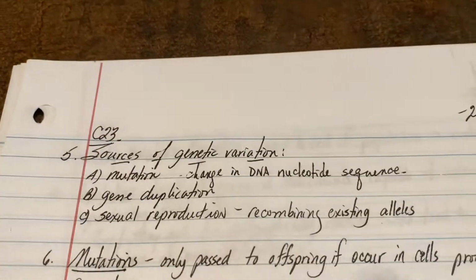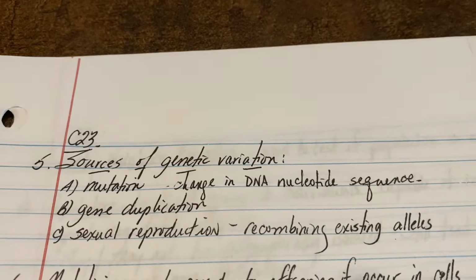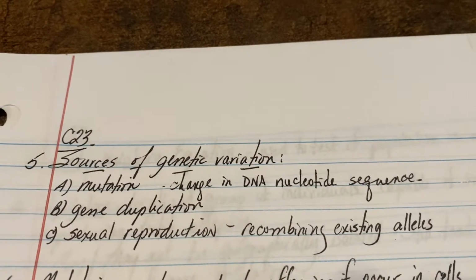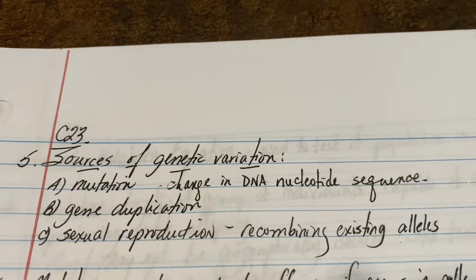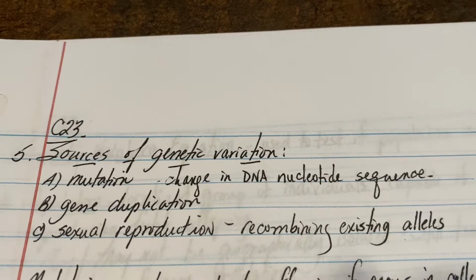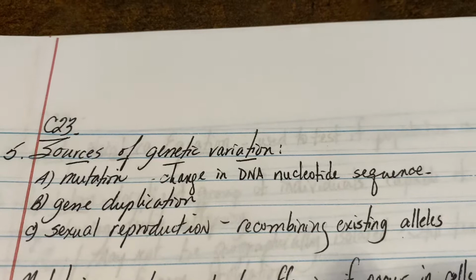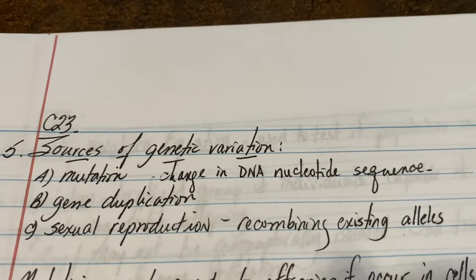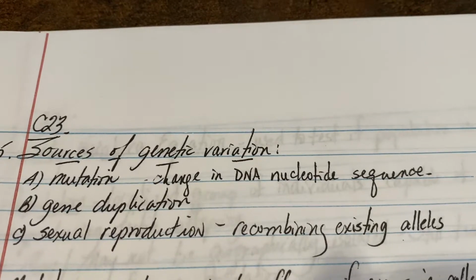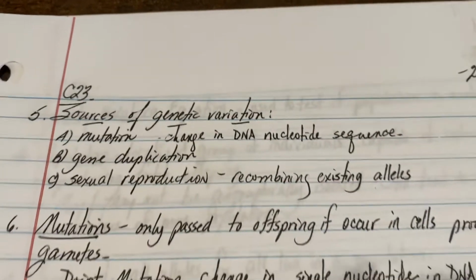So what are some sources in a population of genetic variation? Well, the first one is, of course, mutation, which is a change in the DNA nucleotide sequence. Then you have gene duplication, where you have copies of the gene that are made. And then you have sexual reproduction. Sexual reproduction evolved specifically to give genetic variation because you are literally recombining existing alleles.